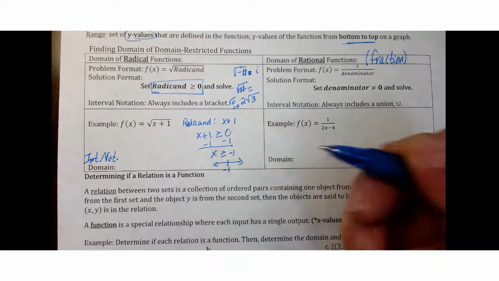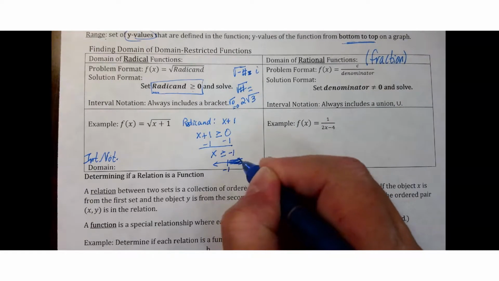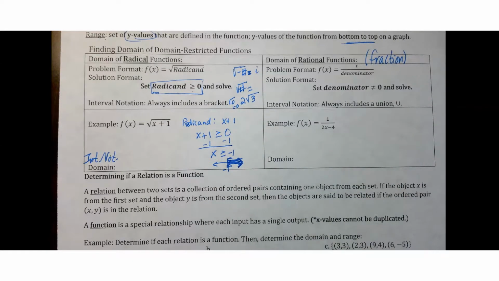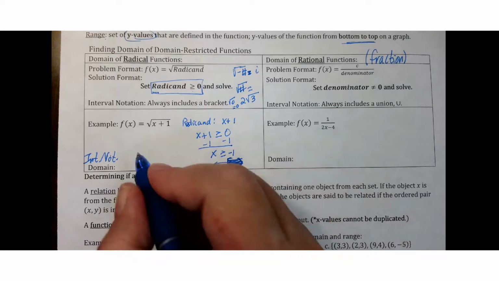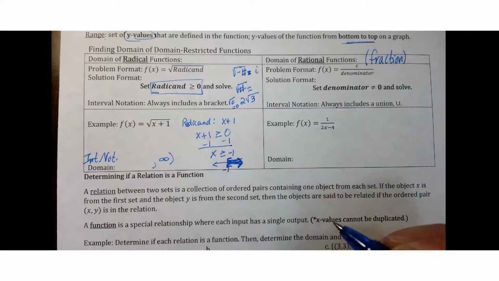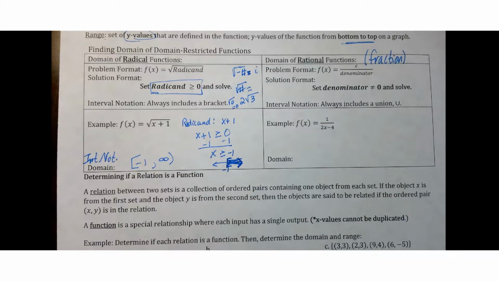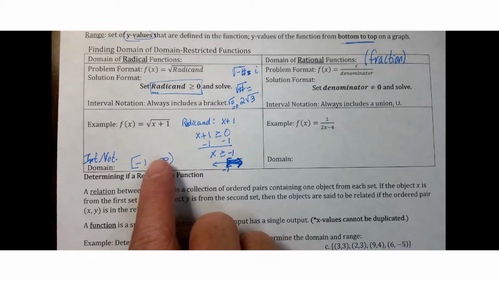If this is negative 1, I'm going to the right, and this is going to be a bracket. So interval notation, again, arrow points right, shade to the right, infinity's on the right, and the numbers on the left with a bracket. And that would be your domain. So your domain for this problem is all the numbers negative 1 to infinity.